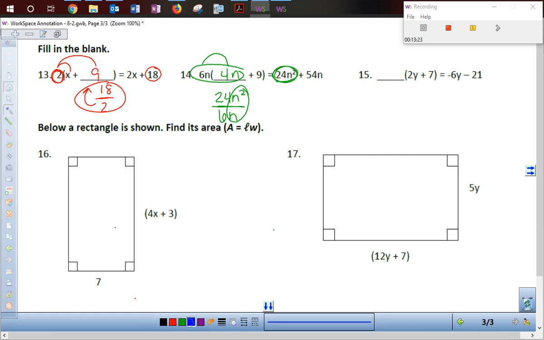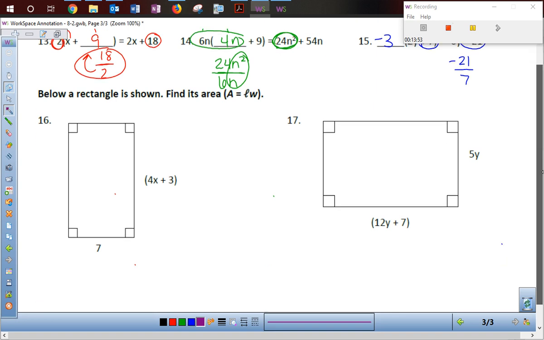On number 15, instead of giving us what term they're distributing by, they give us the binomial and they give us what we end up with. So I just need to choose one of my terms and divide it by whatever else is left. So I don't really want to deal with variables. I'm just going to focus on the constants. If I take this constant of negative 21 and divide it by this constant of 7, that's going to give me a negative 3. So my answer is negative 3.